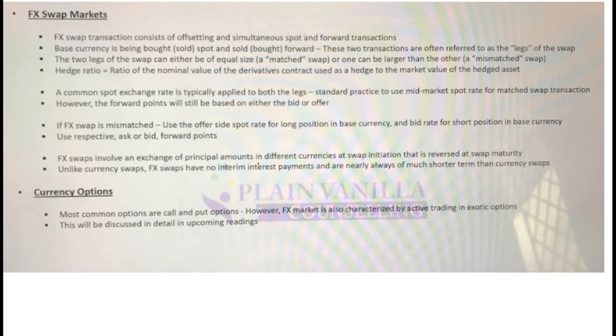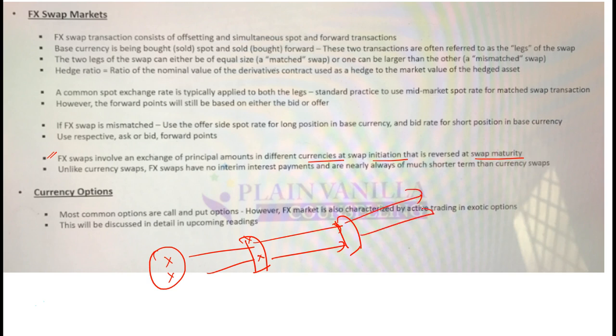FX swaps involve an exchange of principal amounts. So what is the difference between a general FX swap and the currency swap that we are discussing? FX swaps involve an exchange of principal amounts in different currencies at swap initiation, that is reversed at swap maturity. That is, you exchange the amount today and then at maturity you reverse it, and then you enter into another contract, and this is how you keep doing it at all the maturities. While in a currency swap, this is not the case.